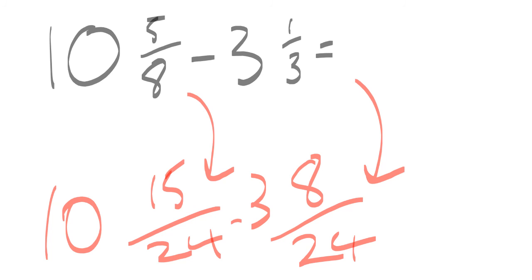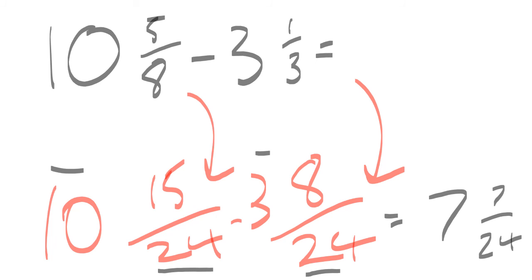Okay, I hope you paused me. I hope you did it. 15/24 take away 8/24 is 7/24. And then you do the whole numbers. 10 minus 3 equals 7. The answer is 7 and 7/24, and you can't simplify that.